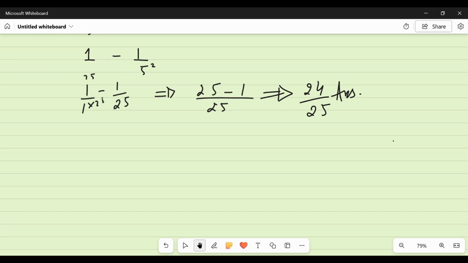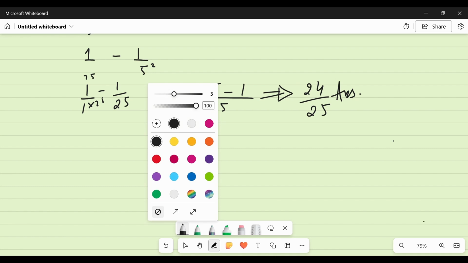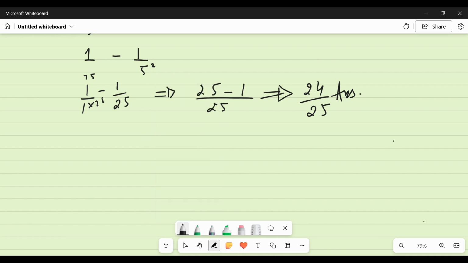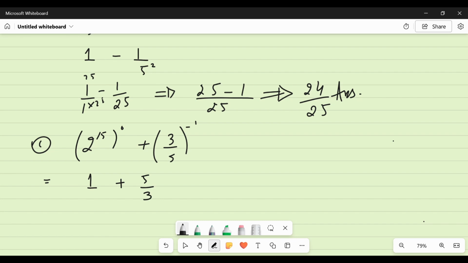Now we have part C. The C is 2 to the power 15, it's a 0, plus 3 over 5 to the power negative 1. So here this whole term is converted into 1, plus the reciprocal 5 over 3, and the power becomes positive 1.